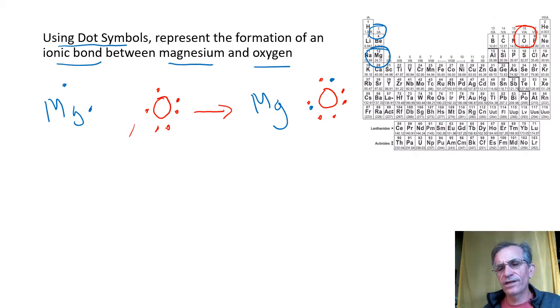Now, if I wanted to show you what is going on a little bit better, again, now we end up with things with a charge. Mr. Magnesium loses 2 electrons, so he's going to be +2.